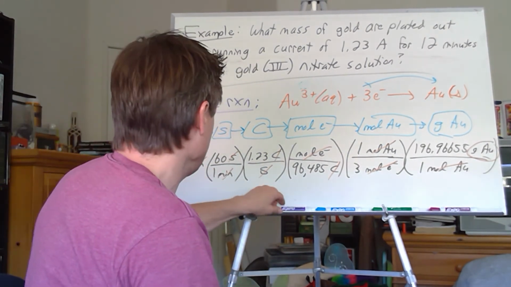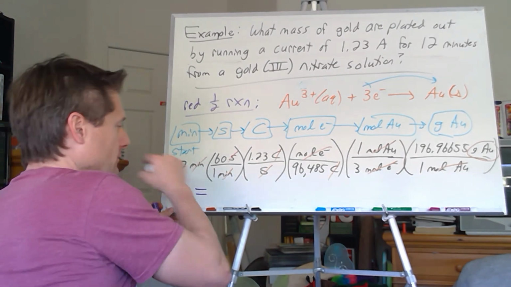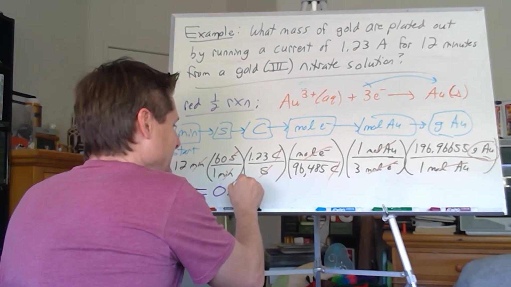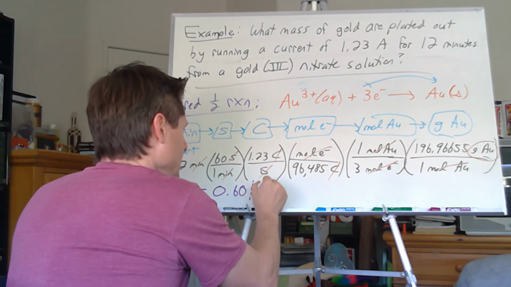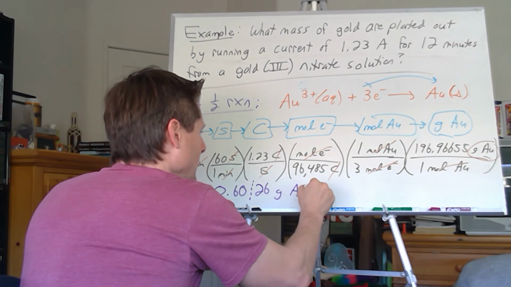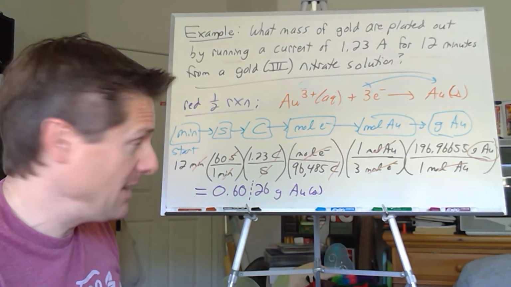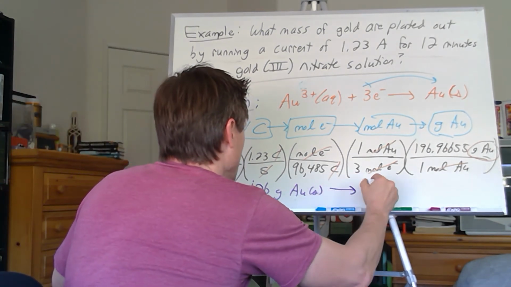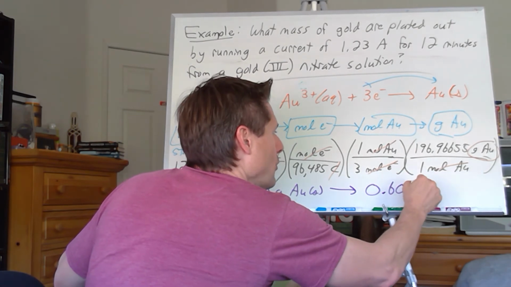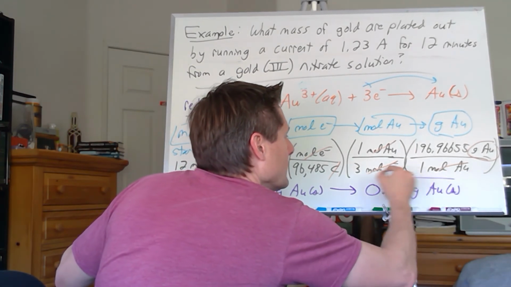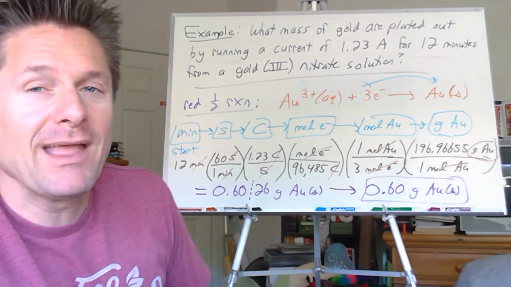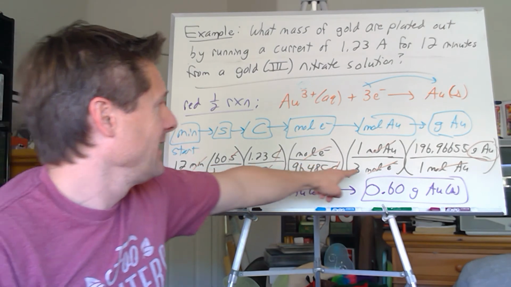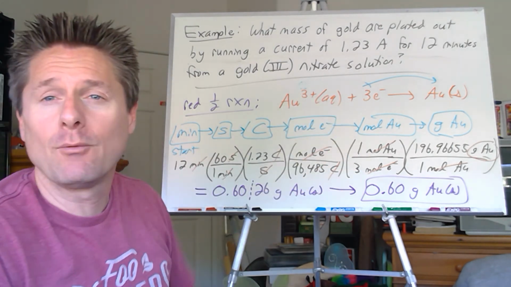Get out your trusty calculator. And to 2 significant digits, I get 0.6026 grams of solid gold. Double check me. That is closer to 0.60 than 0.61. So when we round it, we get 0.60 grams of solid gold plated out. That's the same way it's going to be every time. The only difference would be the time, the current, and the ratio here from the reduction half reaction.